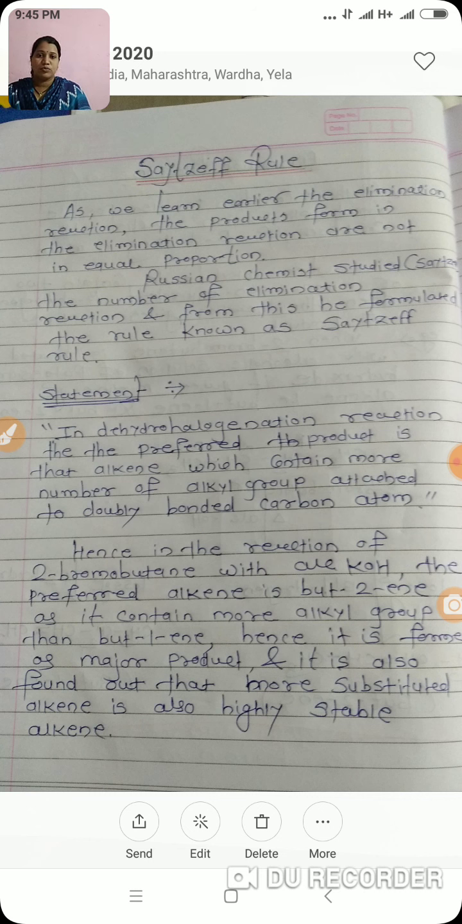Hence, in the reaction of 2-bromobutane with alcoholic potassium hydroxide, the preferred product is the one which contains more alkyl groups, and we have seen that the alkene but-2-ene contains two alkyl groups. So but-2-ene is the major product in the reaction of 2-bromobutane. It is also found that the highly substituted alkene is the major, or highly stabilized, alkene.